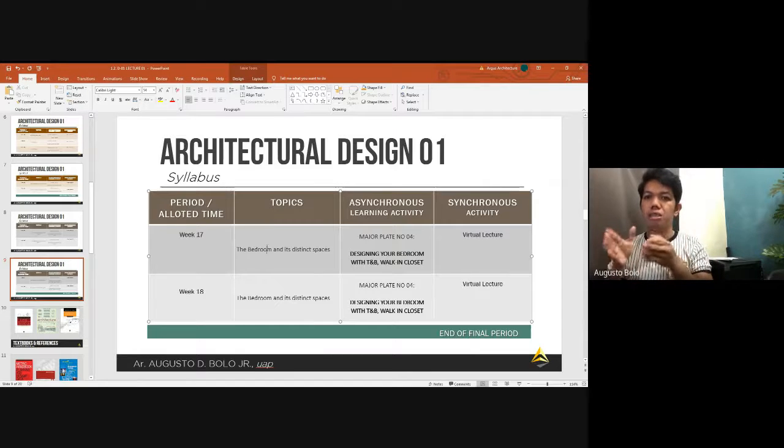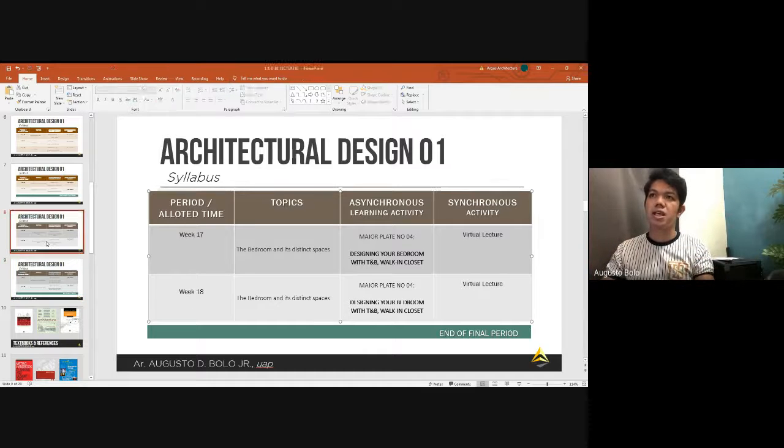Each one has their own dream house, by starting with each and every space of the house. That is our goal for week 18. So weeks 17 and 18 are allocated for designing your bedroom with toilet and bath plus walk-in closet. And also the collection of what we made: living, dining, kitchen, service area. We will collect all of it, and then you will be submitting it to have a one-story residence. Okay?